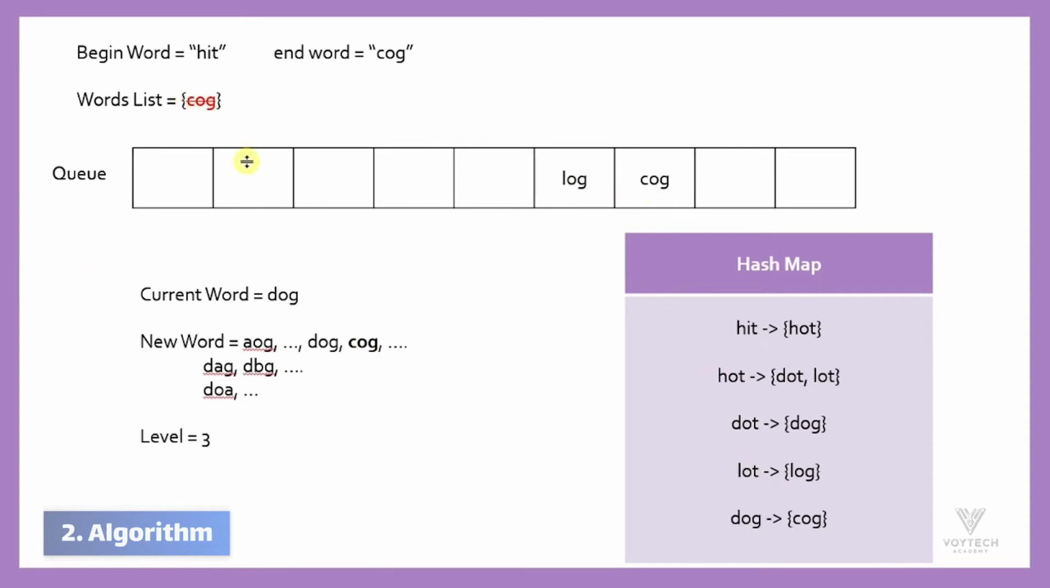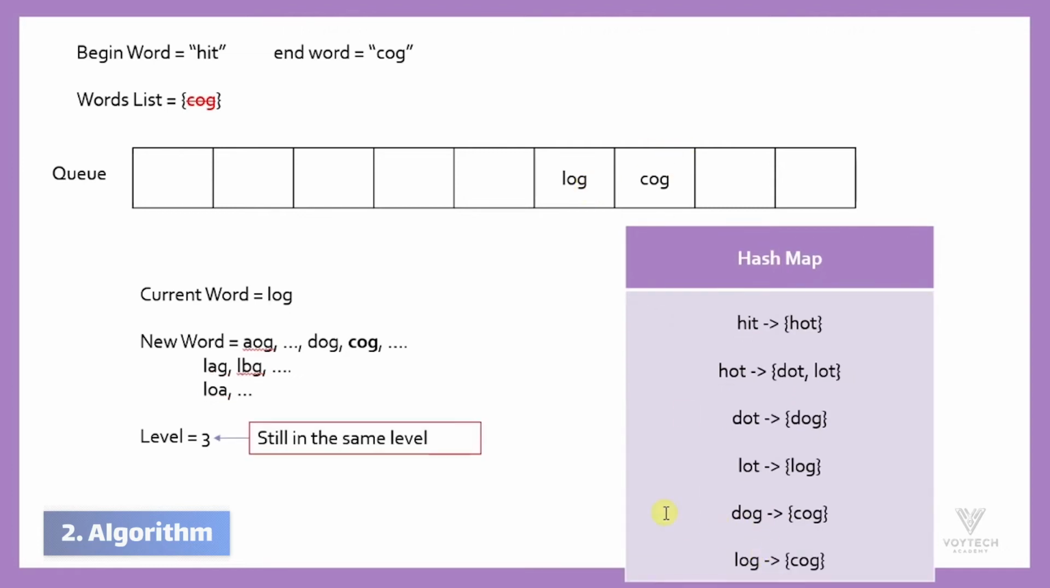But we're going to mark it as visited. However, because we're in the same level, there is another word, log, which also can transform into cog. So that's why we don't eliminate it while we're still traversing the same level. After we've done traversing the level, we're going to delete it. So we're also going to store log. We're going to store log to cog here, like this.